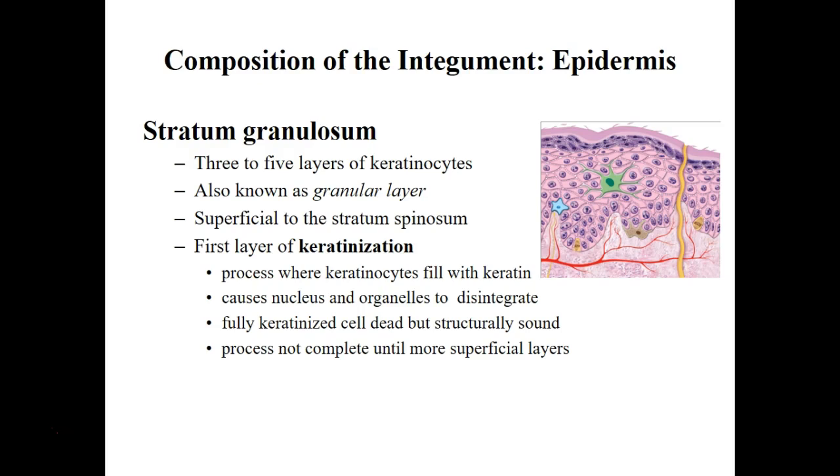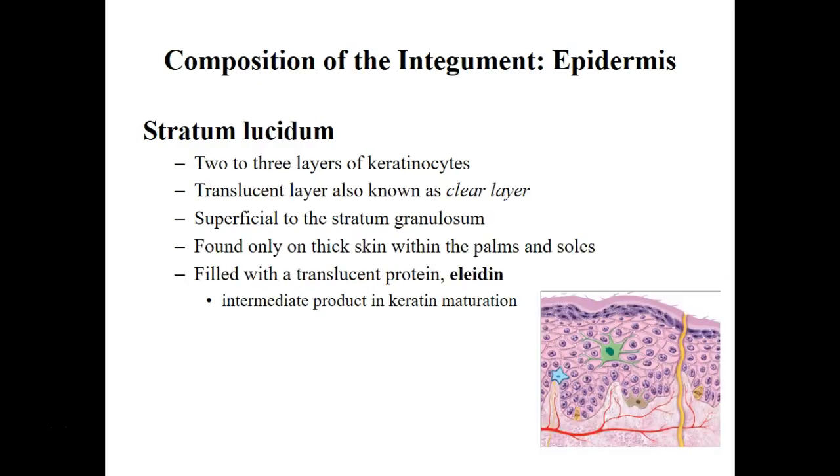is the layer of the skin where we start seeing keratinization. So as the cells are filling with keratin, this causes our organelles to start to die, and the nucleus eventually will degenerate as well, and this will cause the cells to die. So by the time we reach the surface of the granulosum layer, we have dead cells.